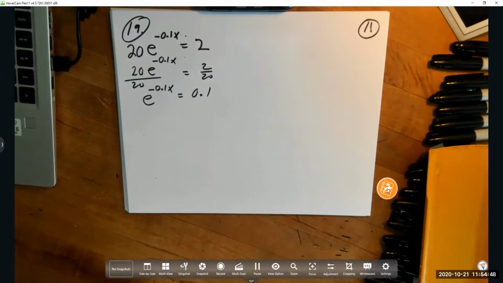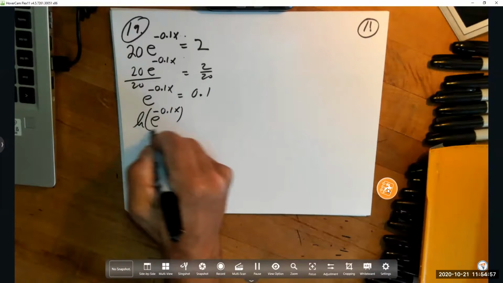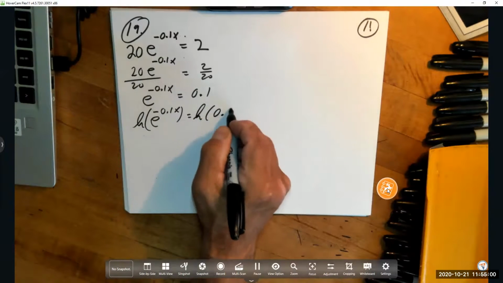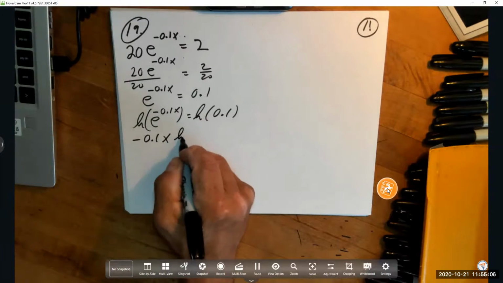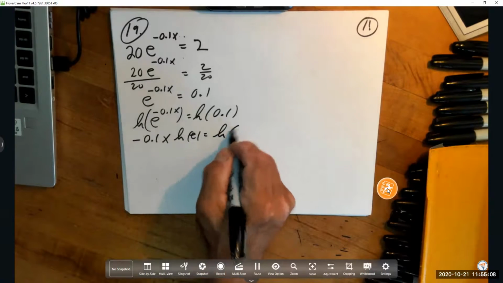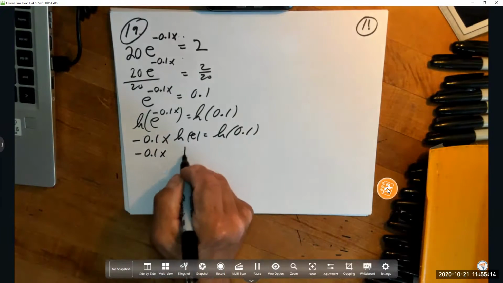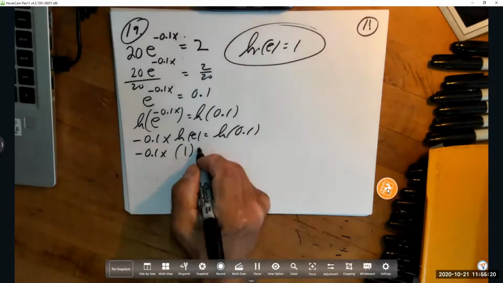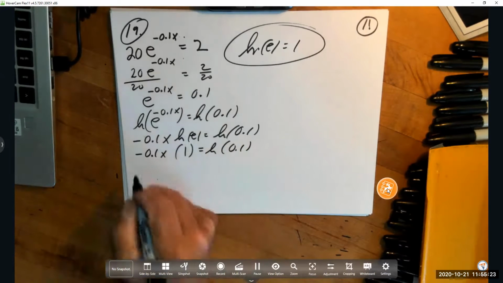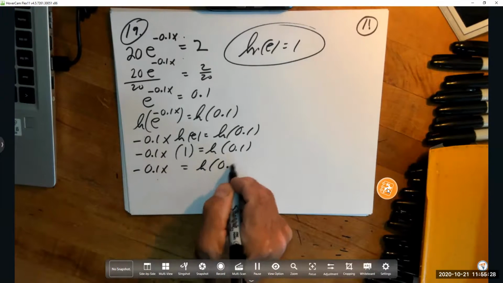Okay, so now what do I do? Ln both sides? Yes. Ln of this number and ln of this number. So negative 0.1x times ln of e plus ln of 0.1. So negative 0.1x times 1, right? Remember, ln of e is 1. Ln of 0.1. So negative 0.1x equals ln of 0.1.